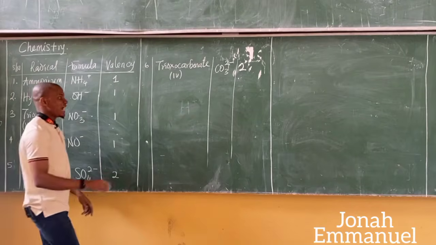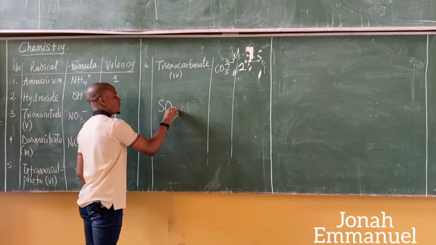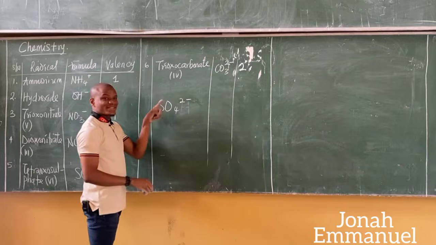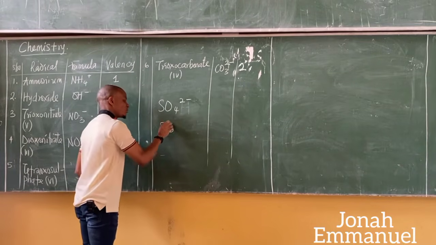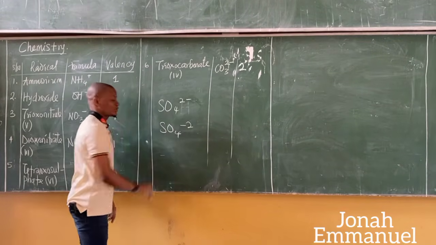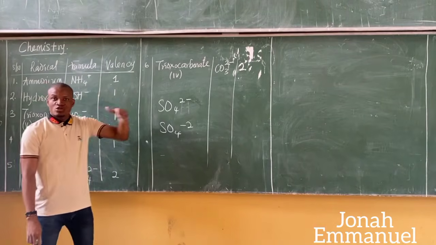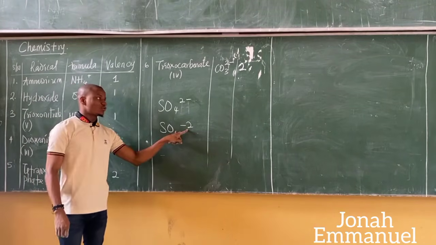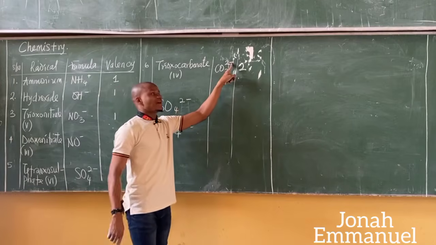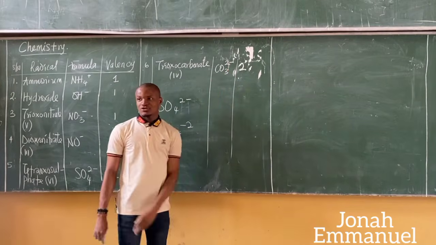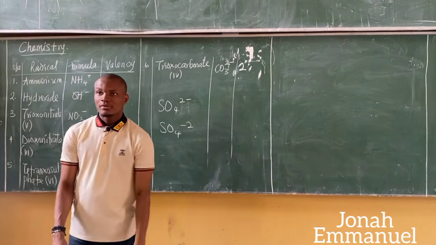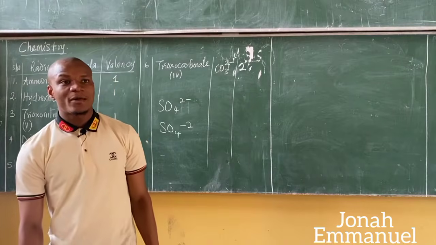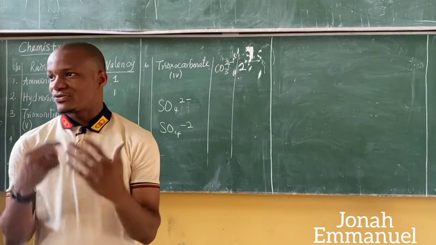Alright, so now here's what you should notice. How come I'm writing SO4 2 minus? How come it is this and not SO4 minus 2? That's an equation now. It's gaining 2 electrons. So how come it's not minus 2? How come it's 2 minus? Why is it not minus 2?